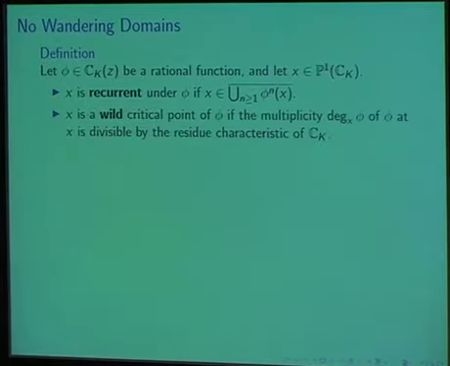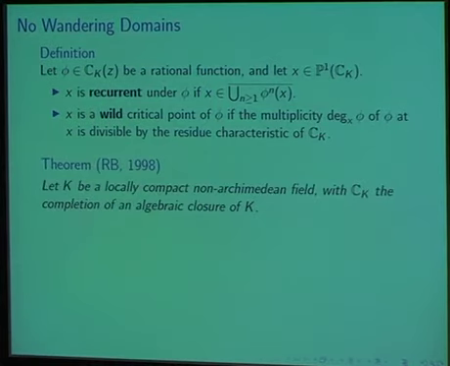Also, a seemingly unrelated definition: if you're talking about a critical point, and I'm thinking type 1 here, you say that the point is wild as a critical point if its multiplicity is divisible by the residue characteristic. Of course this can only happen if the residue characteristic is positive. Let's say we work over Q_p or something where the residue characteristic is p, then 0 maps to itself wildly under the map z goes to z to the p, because p is divisible by p. All right.